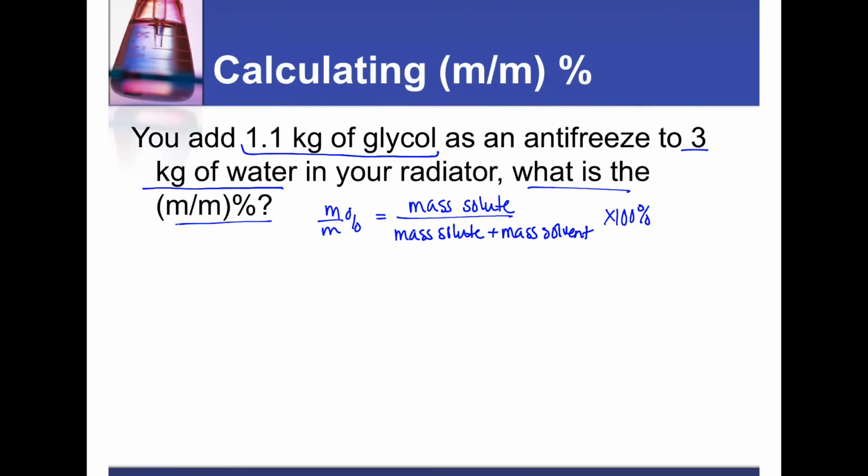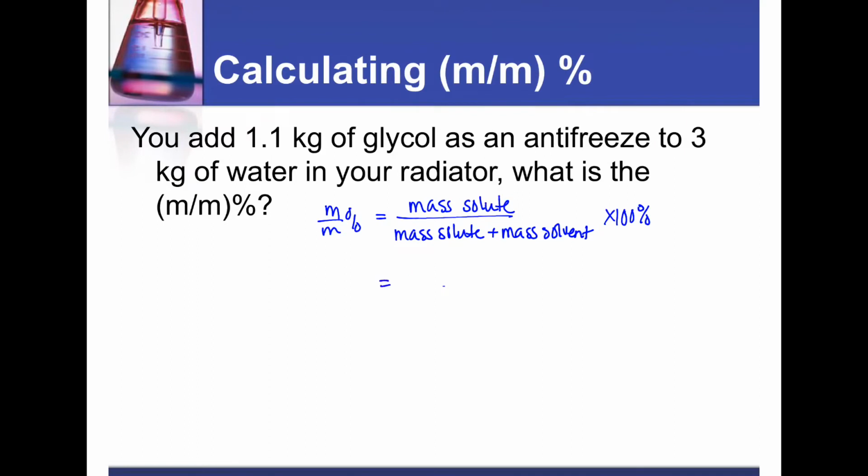So now I need to identify what the solute is and what the solvent is. The solute is what there is less of. So there is 1.1 kilograms of glycol, that's less. And my solvent is what there is more of. There are 3 kilograms of water. So I'm going to say the water is my solvent.